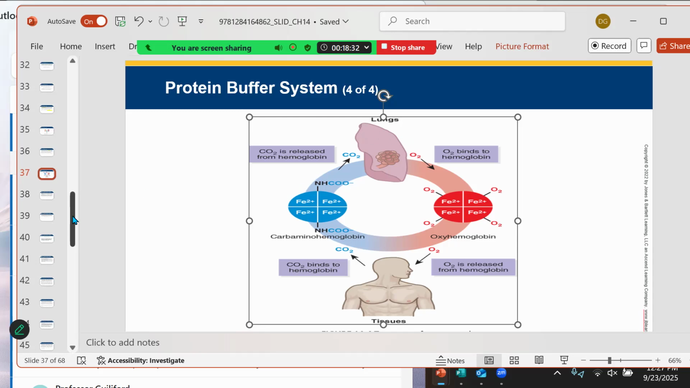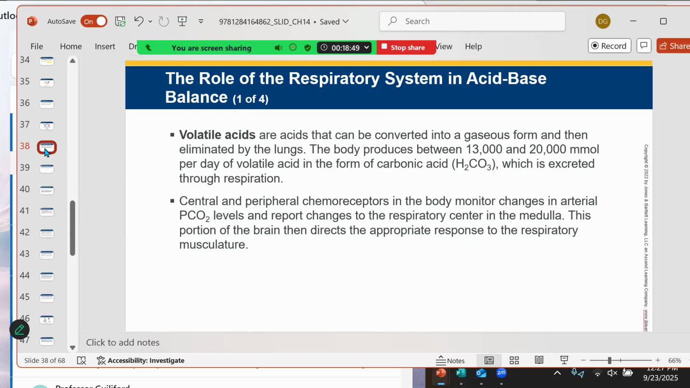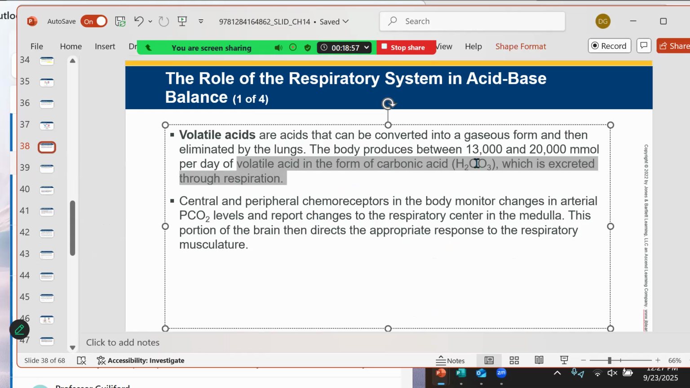Hemoglobin's busy. It's very busy getting oxygen to your tissues, and then very busy again taking carbon dioxide back, and it does that at different places on the molecule. It's remarkable that one molecule can have both of those capabilities. Volatile acids are easily converted into gaseous form, and the volatile acid that we're most interested in is carbonic acid. Central and peripheral chemoreceptors are monitoring this all the time.